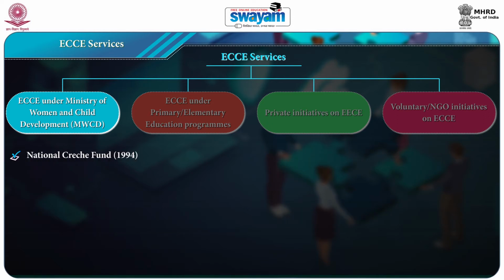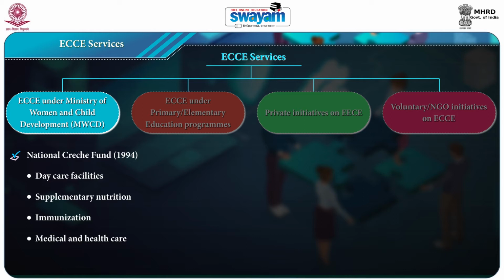As a fourth initiative, the government put into operation a program called the National Creche Fund in the year 1994. This program served the community through 5 wings, namely daycare facilities, supplementary nutrition, immunization, medical and healthcare, and recreation services.